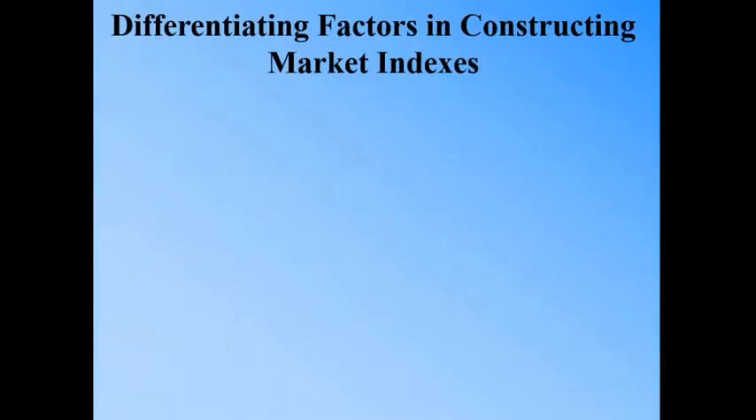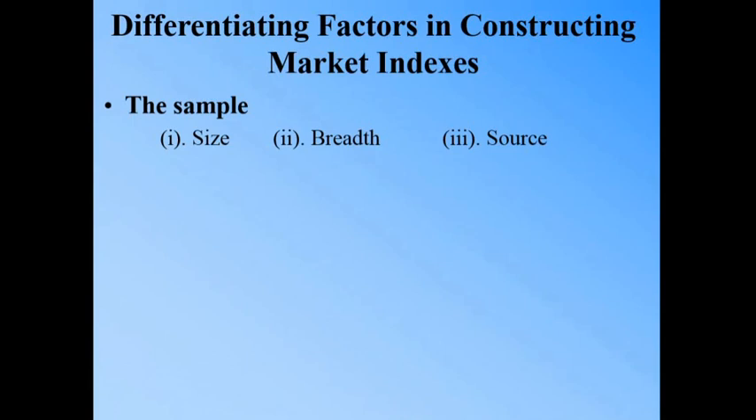Now the next one is how the indexes are different from each other. How is one index different from another one? When we say KC 100 index, we say there is a KC 30 index as well. There is a KC all share index. So how are these indexes different from each other? Similarly, we can compare it to the New York Stock Exchange indexes, or the London Stock Exchange indexes. So there are certain factors.